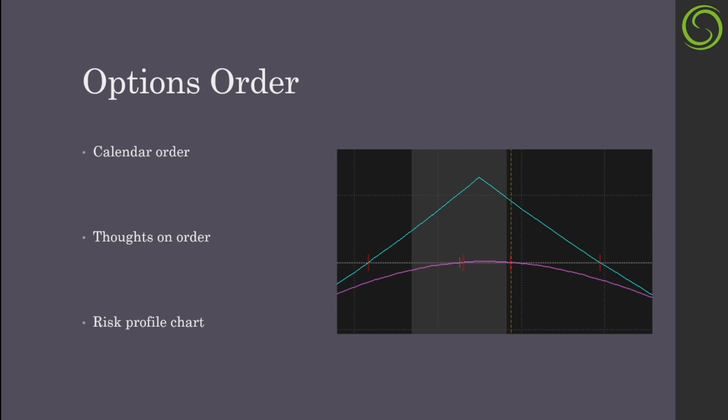It's called the calendar order. I will go through some of the basics and give you my thoughts on the order, and then we will switch over to the broker and look at a risk profile chart of just how it works, and where you can expect profits and losses.